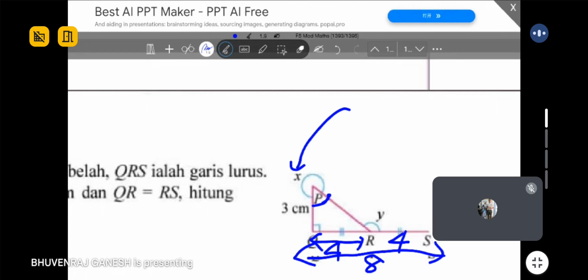So how to find QPR guys? Kita ada 3, kita ada 4. So sine, cos, or tangent? Which one we use? Kita guna yang mana?